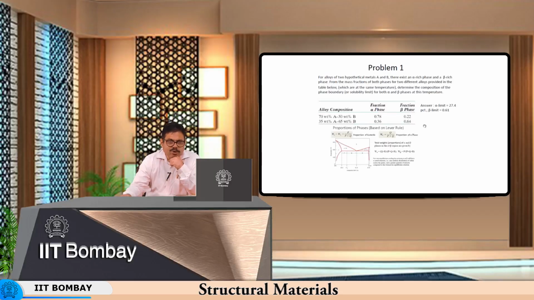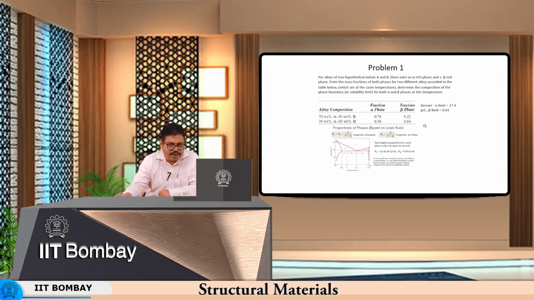So, alpha limit turns out to be 27.4% and beta limit to 61%. So, the beta limit is extremely small as shown over here. Now, what we have done here is we have taken the phase diagram of lead and tin, but now what we are talking about is not lead and tin, this is something else. So, we are not talking about the specific materials which have been specified in this phase diagram.